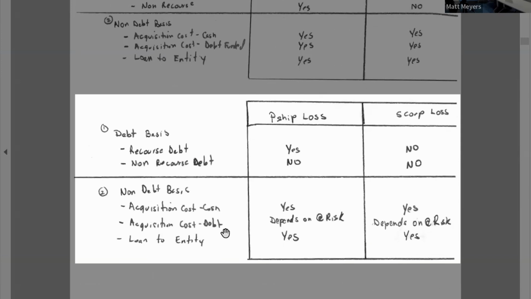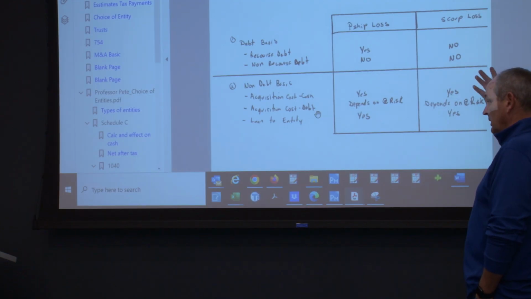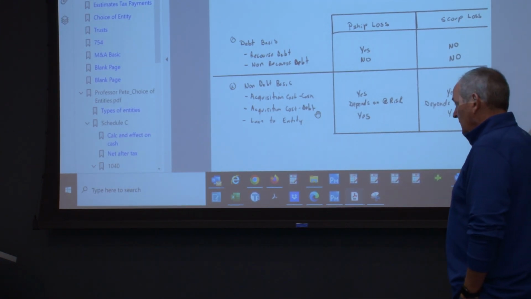Non-recourse debt, no. Acquisition, yes. Acquisition cost depends on whether it's at risk. Loan to entity, yes. S Corp, there's nothing on the balance sheet of the S Corp that allows you to take loss except a loan to the entity, and that's down here. Acquisition cost, acquisition debt depends on whether you're at risk, and loan to the entity.